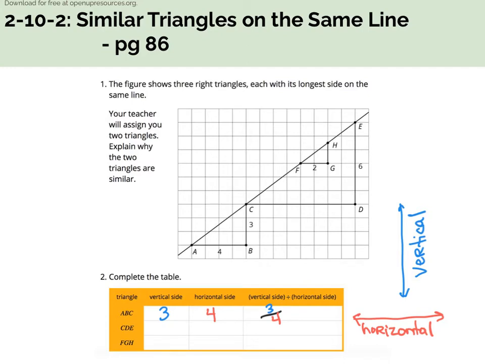So let's go ahead and look at the rest of them. So we're looking at triangle CDE. We are looking for the vertical, which is 6. Horizontal, well, that wasn't labeled, so let's go find it. So you have 1, 2, 3, 4, 5, 6, 7, 8. Write it as a fraction. 6 divided by 8. And then let's look at triangle FGH up here.